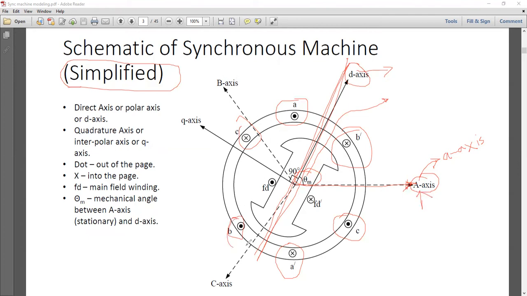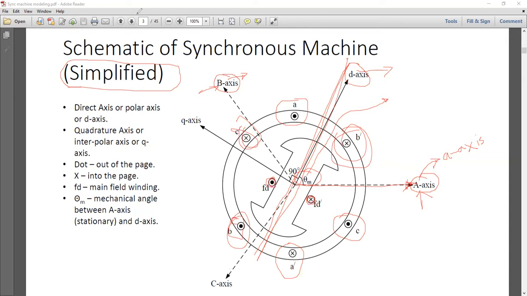Similarly, whatever current is flowing through this BB dash, that resulting MMF is represented by the direction of the capital B axis, and similarly the C axis is represented here. Now there is a little difference between these ABC axis MMF and their positioning, and the difference is actually with respect to the rotor coils. Okay, rotor coil positioning and their MMF.